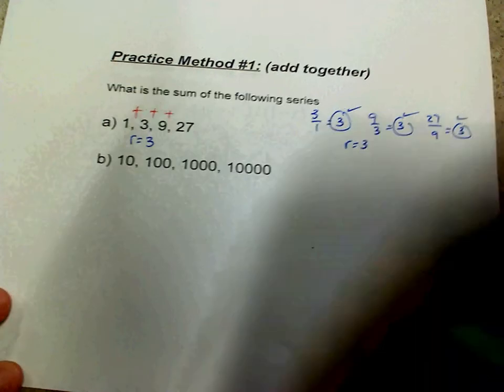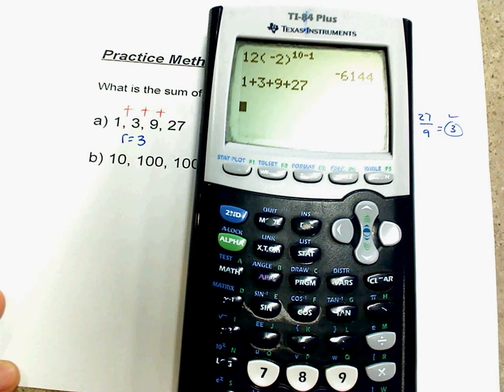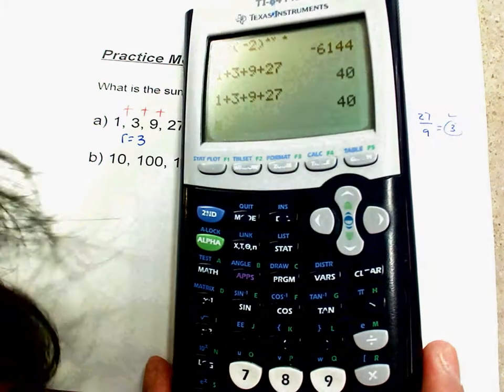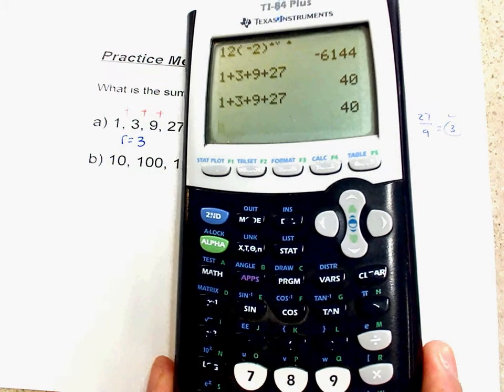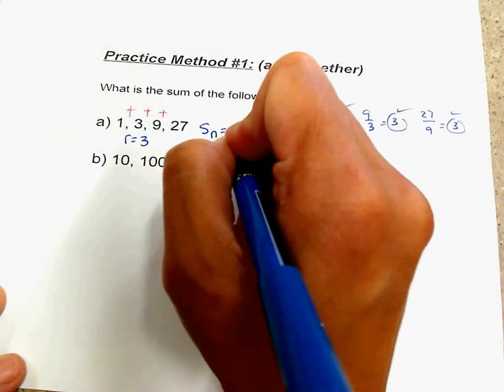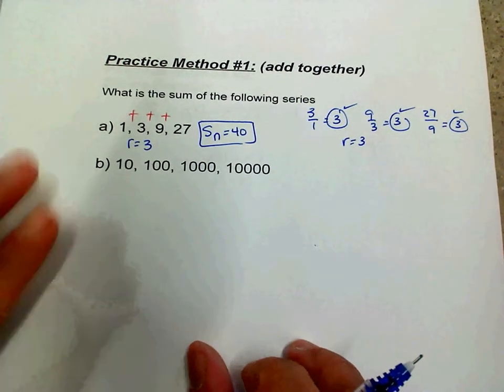So 1 plus 3 plus 9 plus 27. What happened? Oh, 40. Oh, it looked like it didn't show. Sorry, 40. So remember to label S sub n is equal to 40. Okay? You guys try the second one.